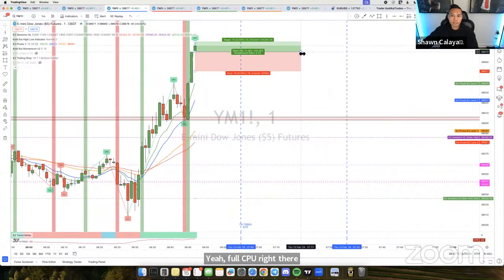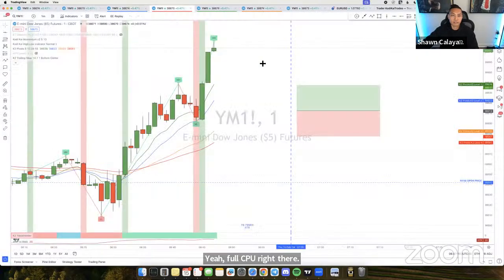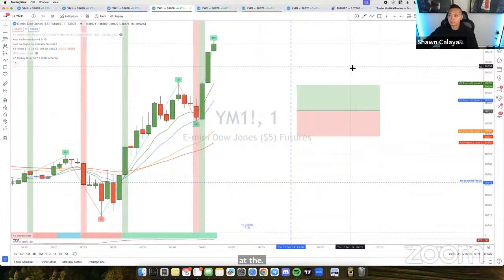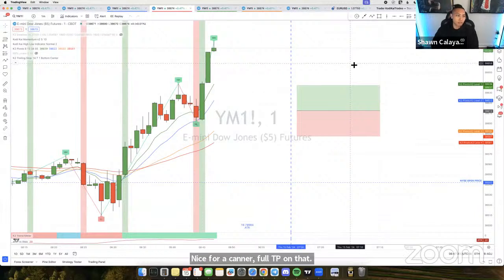Because my settings are set to the PRB, I don't have my settings at the smaller scalps right now, so I can't take anything else. Kaner got it. Nice work, Kaner. Full TP on that. Maddie caught it for partial. Yeah, I don't want to mess with it because I have my settings currently set to 25.25, and then I have it set to 12 contracts.